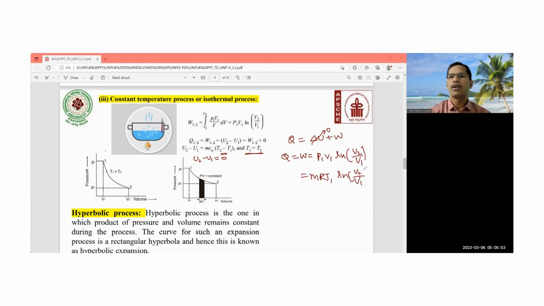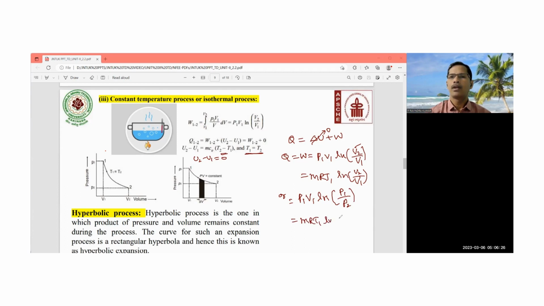In another form, you can represent this in terms of the pressure. When the volume data is given, you can use this formula, but sometimes you will get the pressure data. So P1 V1 ln of the volume ratio, since volume is inversely proportional to the pressure, now here you will get it as P1 by P2.